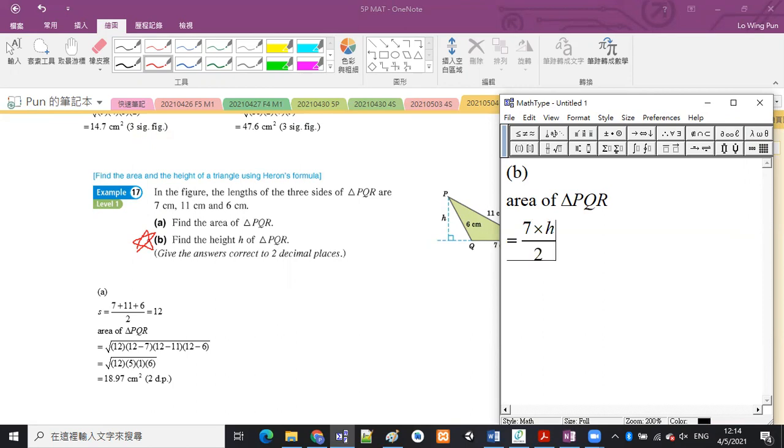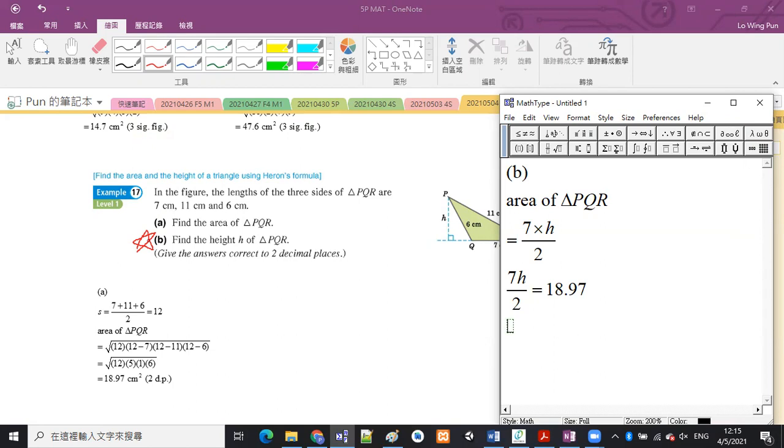Okay? But what we have found in part A is also the area of triangle PQR. So this number and this expression should be equal to each other because they are representing the same thing, or the same area. Therefore, this 7h over 2 should be equal to 18.97. Okay? Because both of them are the area of triangle PQR.